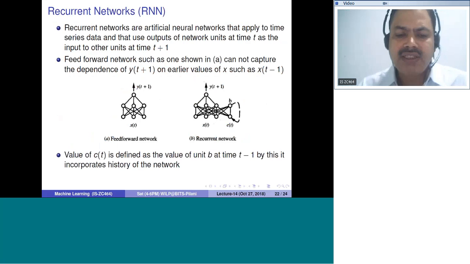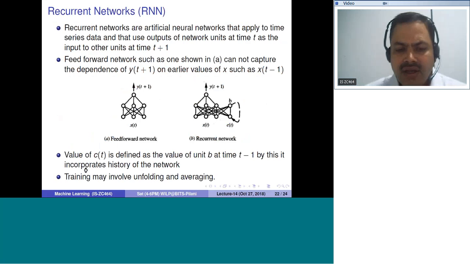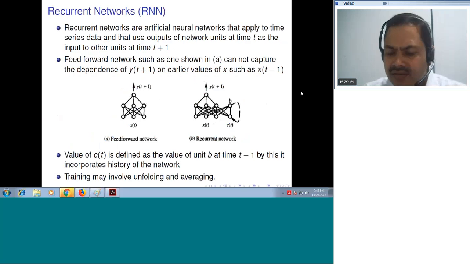The value of C_t is defined from the value at time t minus 1, and this incorporates the history of the network. However, the training is difficult. Training of these models is very difficult.